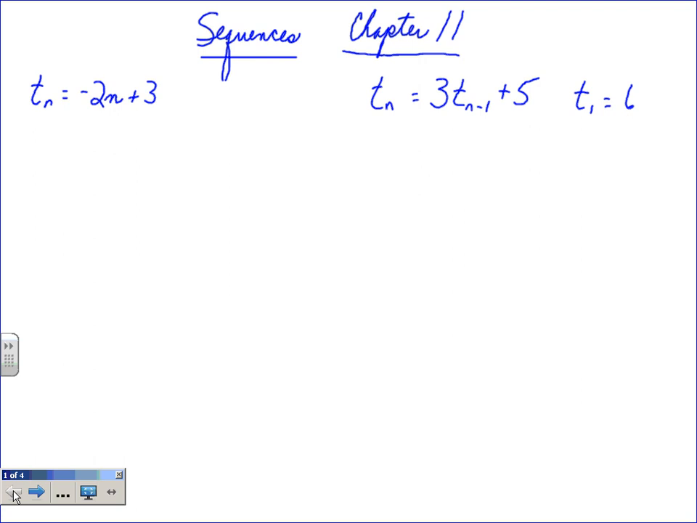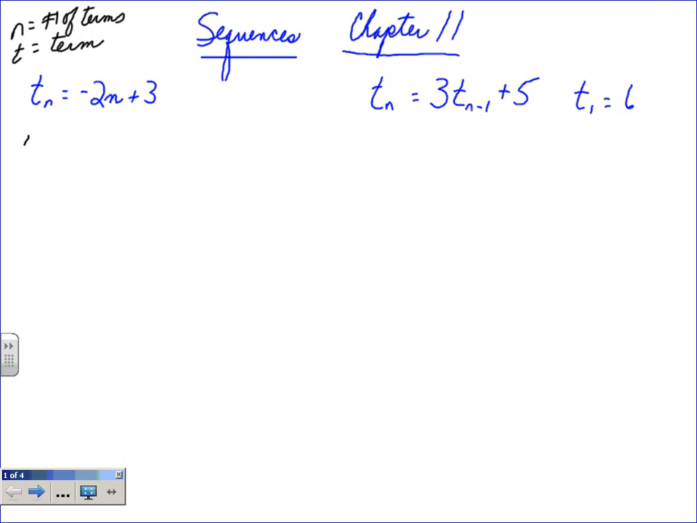Now, in the first example I wrote up here, T sub n. T stands for term. N stands for the number of terms. Okay? So N is the number of terms. T stands for term. Okay? Given a formula, T sub n equals negative 2n plus 3. Let's find the first 5 terms of this sequence.